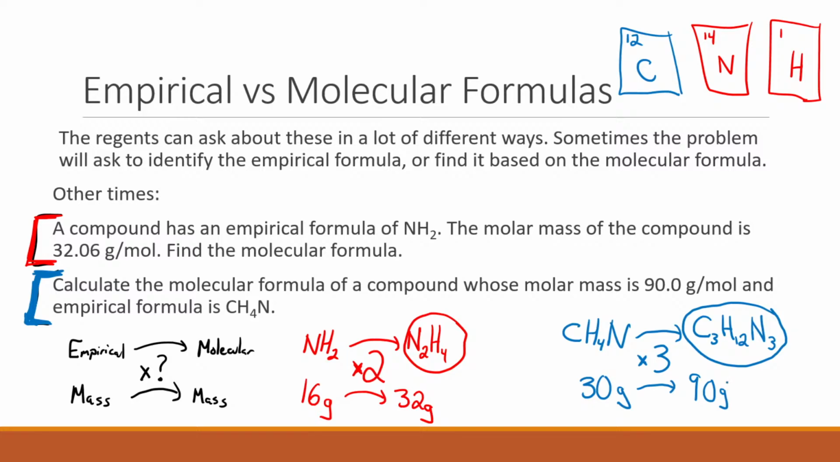You cannot go from an empirical formula to a molecular formula without any other information. You need the masses to find that ratio, or you need other pieces of information in order to solve it out. You can't just go from empirical to molecular.